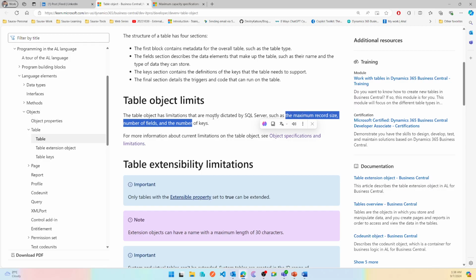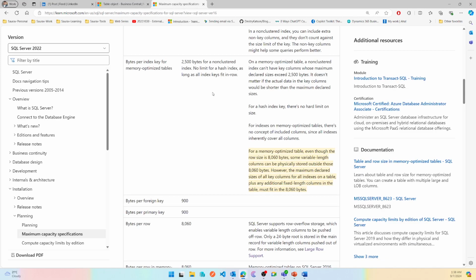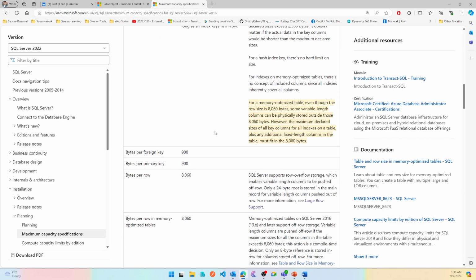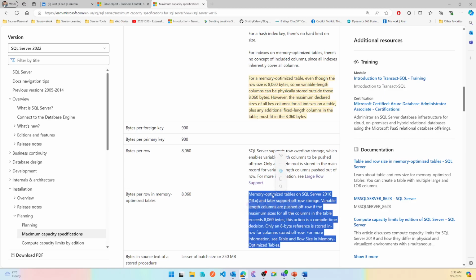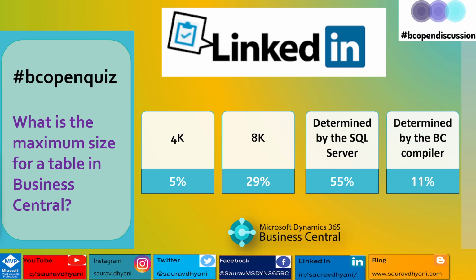Now when it says that it is dictated by SQL Server, let's go and check what is the maximum table size based on SQL Server. When you look at it, as of today, the current version of SQL Server supports a maximum table size of 8060 bytes, right? And that comes down to 8K. So if you're thinking from an 8K perspective, that was also a correct answer as of today.